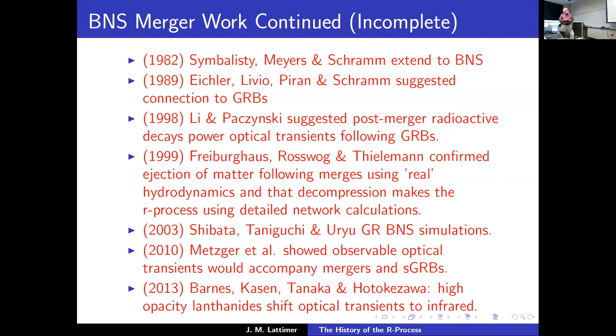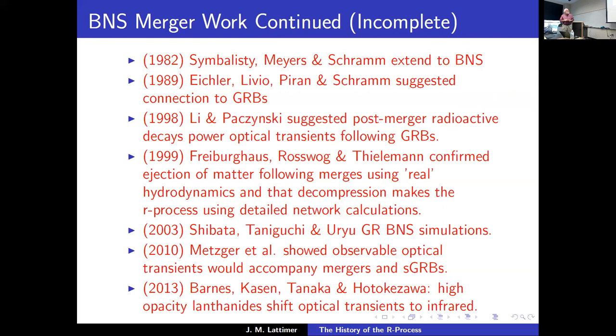Li and Paczynski went a step further and suggested that the ejecta from these mergers would involve radioactive decays, and they could power optical transients, so that there might be optical transients in the aftermath of gamma ray bursts. Theoretical calculations by Thielemann, Rosswog, and Freiburghaus, beginning in the late 90s, began to use the first real hydrodynamics, either single particle hydrodynamics or fluid hydrodynamics in a Newtonian and later general relativistic background. They confirmed that ejection was likely following mergers and that the resulting decompression would make the R process, and they used more detailed network calculations. We used the most probable nucleus approximation. They used a whole set of nuclei in their networks to come to the same conclusions.